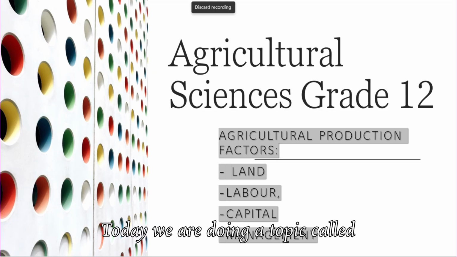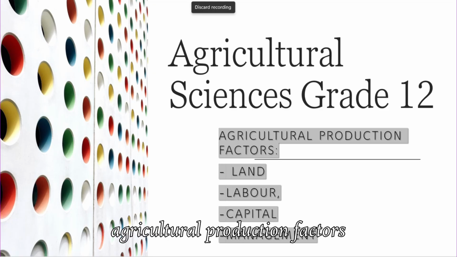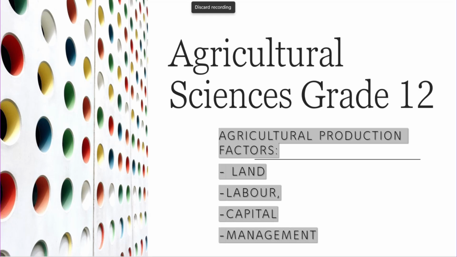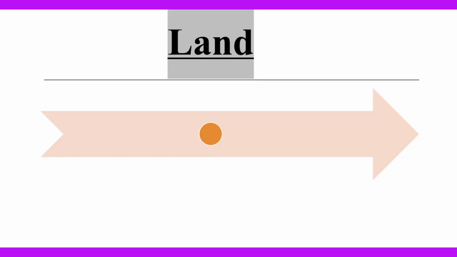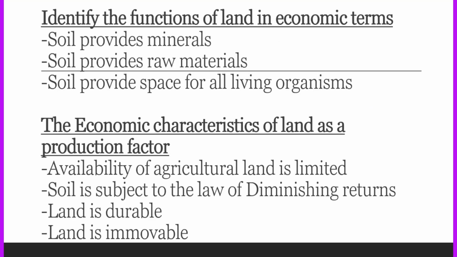Today we are doing a topic called agricultural production factors. Okay, so agricultural production factors: we have land, we have labor, we have capital, we have management, and we're going to talk about all of this. This is our land as a production factor.